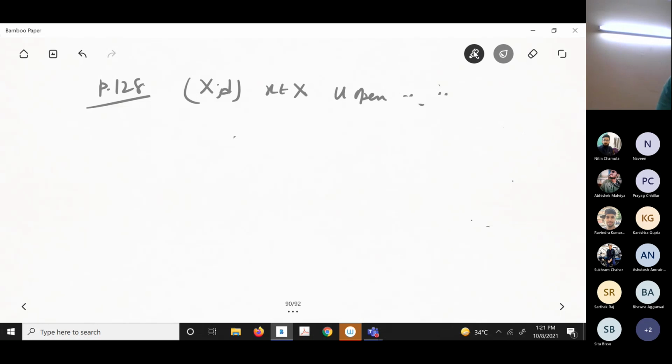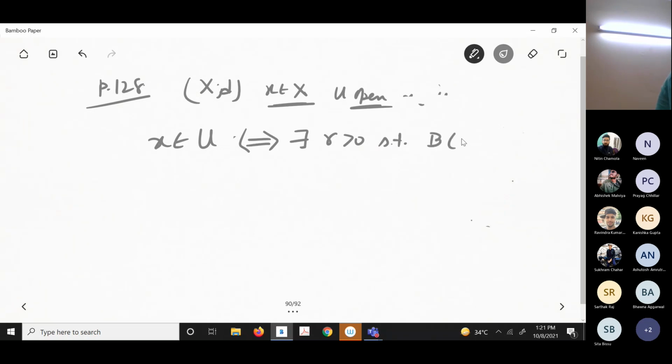Now look, here I get that x belongs to U if and only if, U is open given and x is any point, if and only if there exists R greater than 0 such that the ball around x of radius R is contained in U. Because U is open, if x belongs to U, it has to be an interior point. You can easily prove that. The other way is trivial: x belongs to the ball, so x belongs to U.